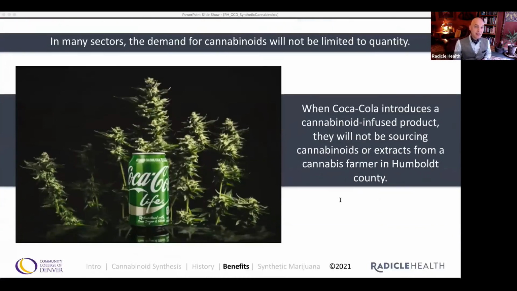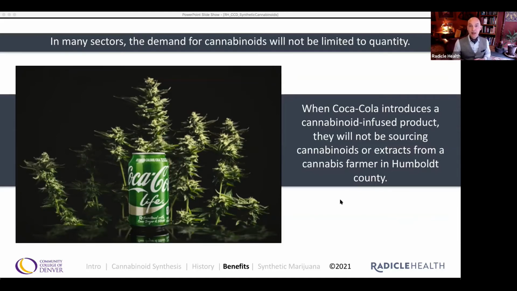And in many sectors, the demand will not just be quantity. Some of that demand is going to require better standards of quality, production, and specificity, especially when you consider derivative products, products in which cannabinoids are going to be used just as one of the ingredients. You think about beverages and food and wellness products. So, consider, for example, companies like Coca-Cola or McDonald's.